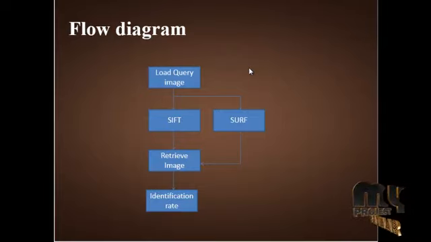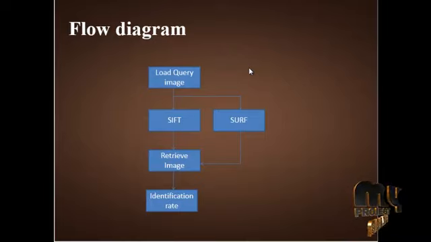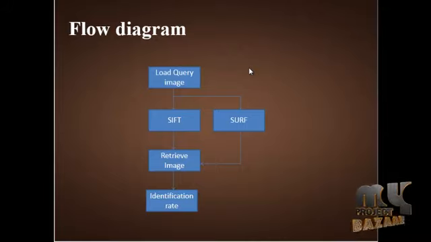In the database, the person's normal image is stored, and the SIFT descriptor points are generated for both the query image and the database image. Now we see how many SIFT and SURF features match between the query image and the database image, and the person in the database with the maximum matches to the query image will be retrieved from the database. Then we find the identification rate by the SIFT and SURF features. That identification rate will be calculated based on the retrieval process.